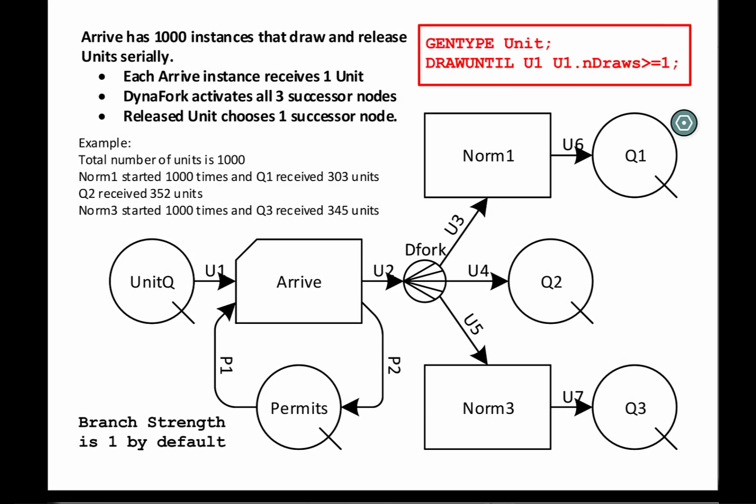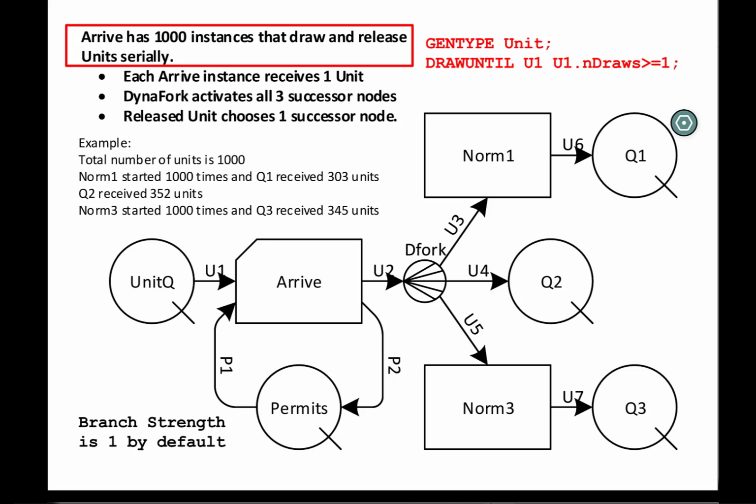This model also uses a dynamic fork and generic resources of type unit. The logical expression for draw until allows U1 to draw one resource from the preceding queue, unit queue. This is the default behavior. This means that activity arrive will be able to create 1,000 instances. Each instance will receive 1 unit from the preceding queue, unit queue.